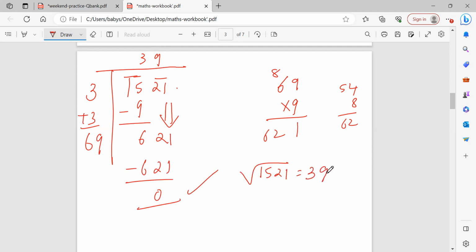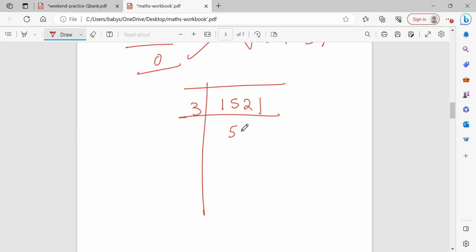Okay, let me check the prime factorization method for 1521. These are multiples of 3. So 3 5s are 15. 3 7s are 21. Then again it will go by 3. Then you should know your tables, otherwise you'll get stuck here because 13 is a prime number.